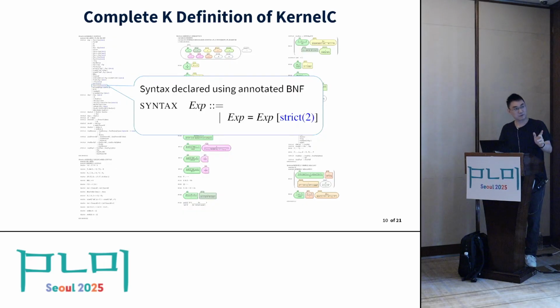So for example, here we're defining the syntax of expressions. And this particular grammar rule is for assignment. And you have this blue annotation. And there are many annotations in K. This particular one is about evaluation order, saying that the evaluation order of an assignment is strict on its second argument, which means that I want to evaluate the second argument, the right-hand side, first to a value, and then go on.